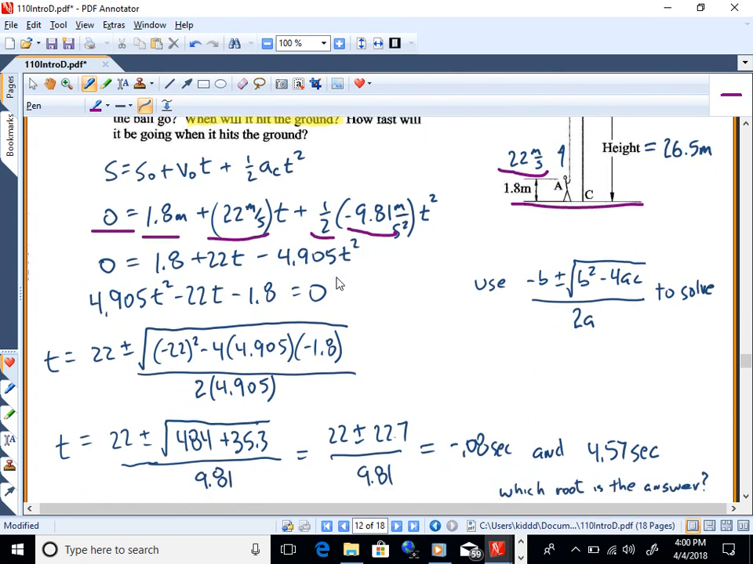Shouldn't your 22 be negative out in front? No, the velocity's up, so we're good on that, we're calling up positive. The acceleration's negative, and the 22 is positive there, because the velocity's up.